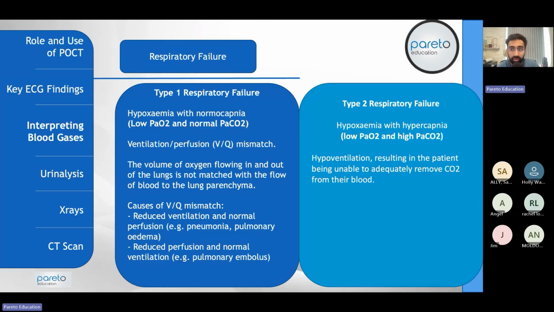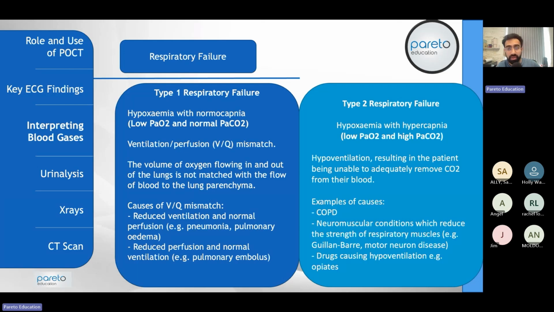The most common example of this, of course, is COPD, but also neuromuscular conditions such as motor neuron disease, Guillain-Barré, and others, because they reduce the volume and also the quality of respiration. CO2 starts to collect and patients can have type 2 respiratory failure.